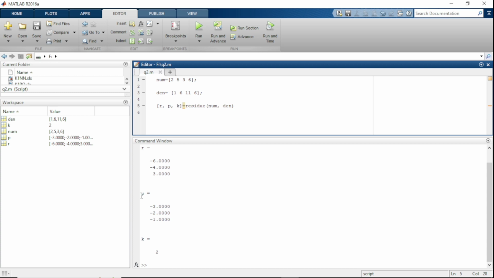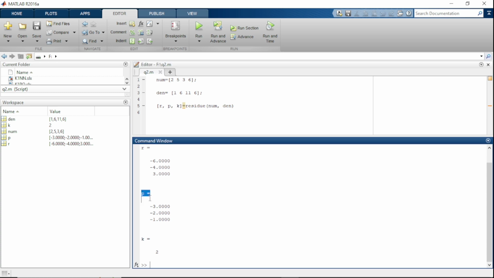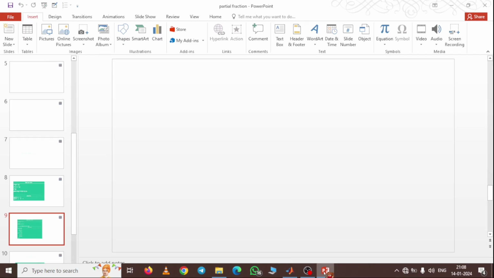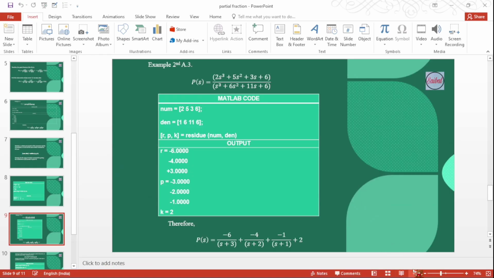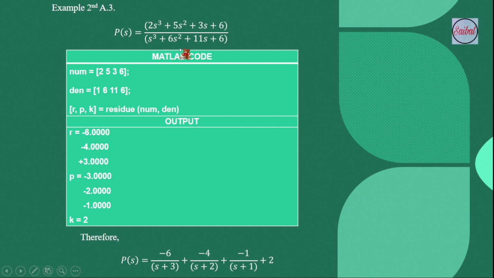So from this, if you closely monitor, these poles are not repetitive poles. Okay, so finally, here you can see the partial fraction of this function will be -6 by s plus 3. Here the pole is s plus 3. Then r2, that is -4, -4 divided by s minus of -2, that is s plus 2, then -1 divided by s plus 1, and this is the 2.